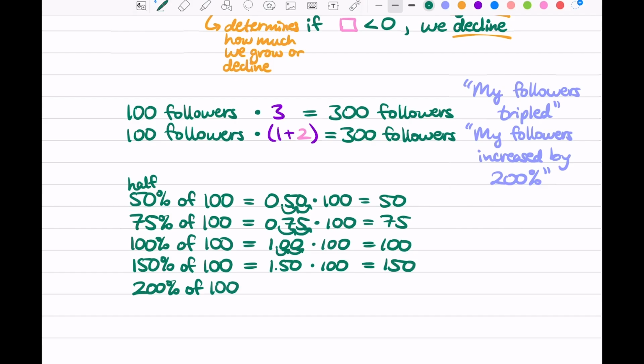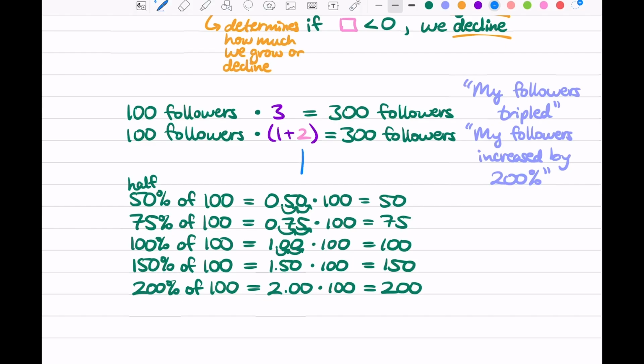And if we wanted 200% of 100, that's saying we want 100% of 100 and then another 100%. So 100% of 100 is 100, and another 100 gives us 200. And showing our work, 200% we write as 2.00, and then multiplying that by 100 gives us 200. So every number that we multiply by 100, we can represent as a decimal or a percent.